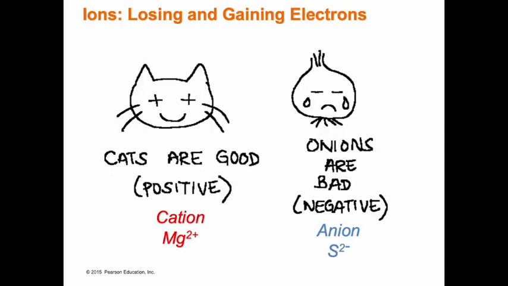So here's a good way for you to remember that cations are positive: cats are good and they make you smile. And also cats have paws, so they're positive. And onions make you cry. Onions are sad. But remember, the word is not onion, so don't let that throw you off. It's anion. It's very similar to onion. So anions are negative, cations are positive.